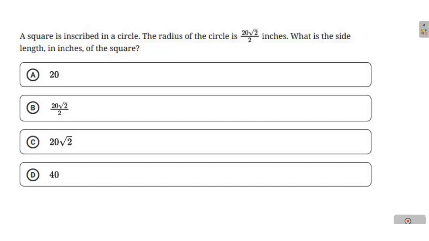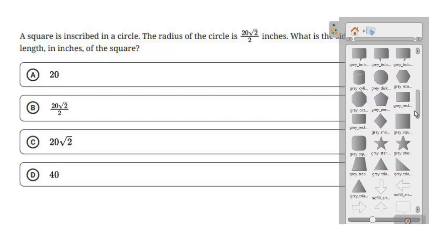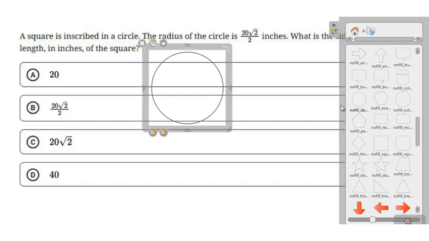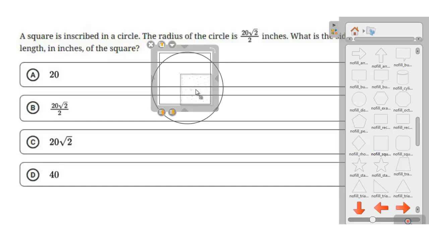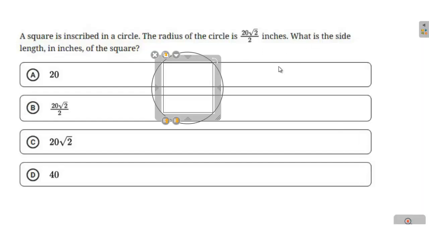To make this particular solution simple, let's draw a circle and let the square be inscribed in it. So let's say this is our circle and this is the square that will be inscribed in it. Let me reduce the length, and see if this still makes some sense. Alright, so this is the circle, this is the square inscribed in it.